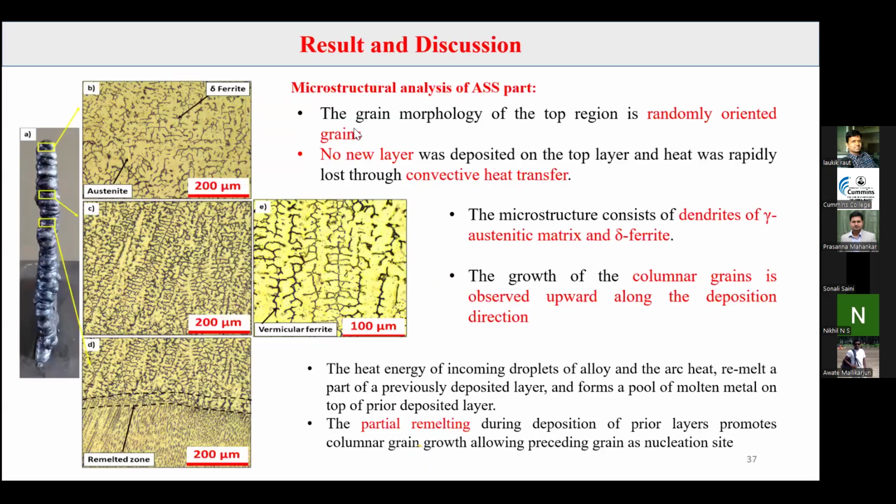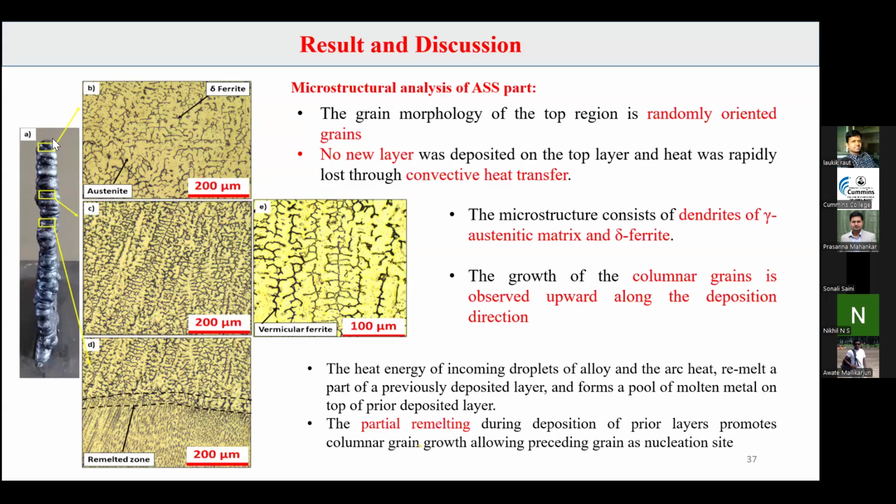Now here you can see the microstructure of the upper part. This is the upper part, that is austenitic stainless steel. Then I have taken three different samples from three different locations: the upper, middle, and the bottom. This is the optical micrograph of the upper part. Here you can see randomly oriented grains.